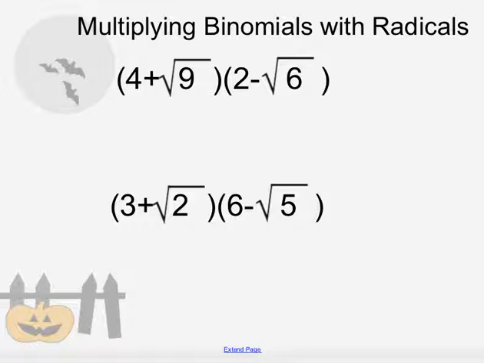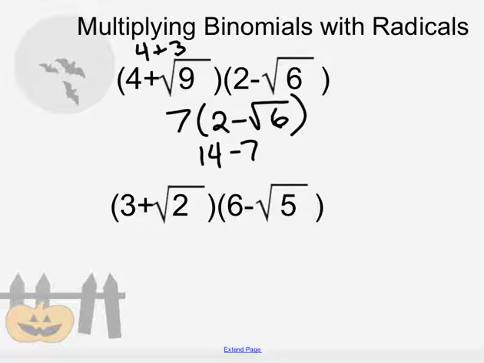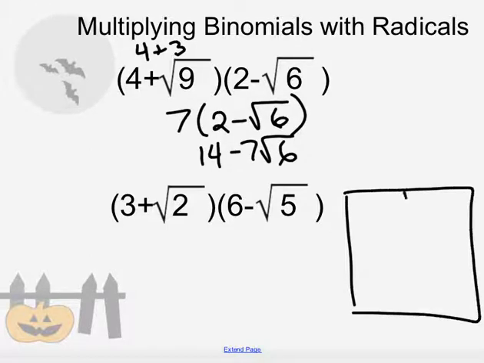Now, another thing that we can do here is multiply binomials with radicals. The first one here actually ends up being that we can simplify and expand rather than going through the entire area model or FOIL or rainbows and smiley faces, because 4 plus root 9 is really just 4 plus 3, or 7, times the quantity 2 minus root 6, which means that I get 14 minus 7 root 6. But the second one, we do need to go through the entire thing, so I'm going to show the area model.